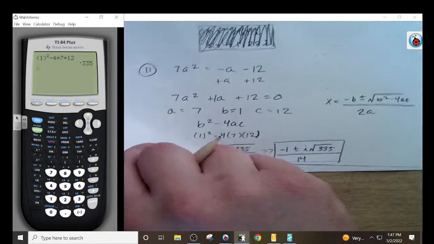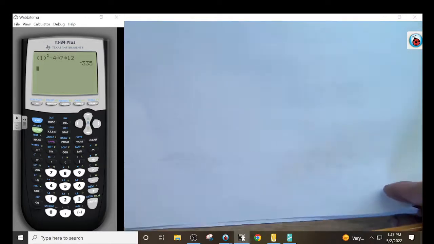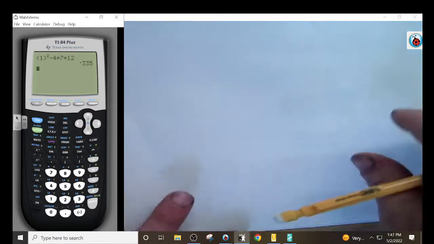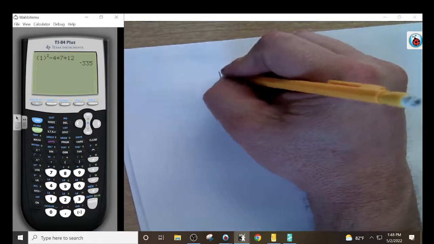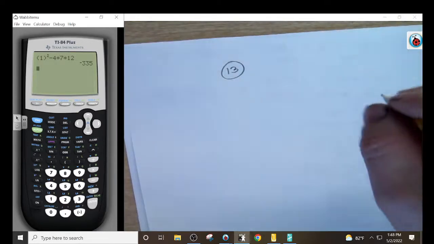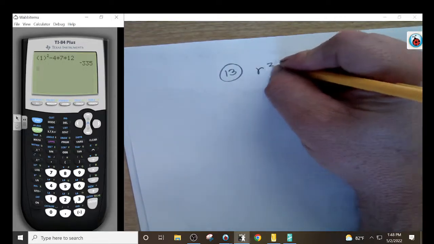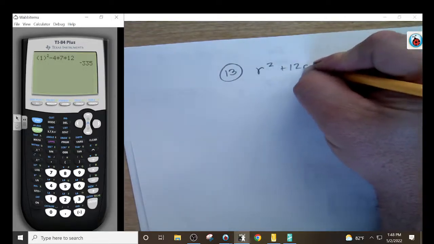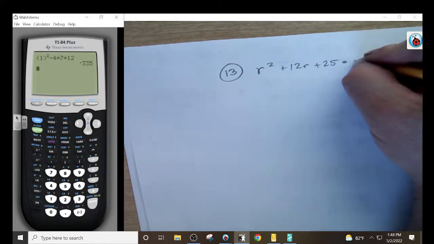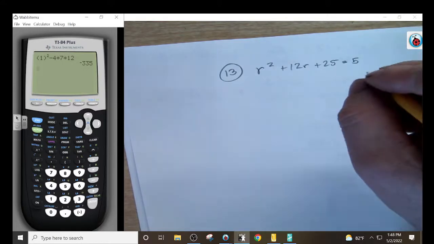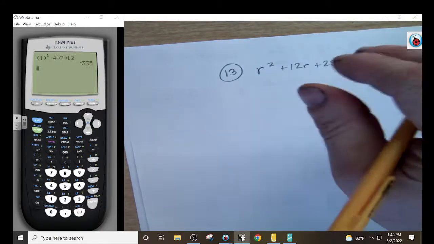Practice, man. All right. So 13. This is a review. It will not be as many as you have here. It's probably going to be between 12 and 14.